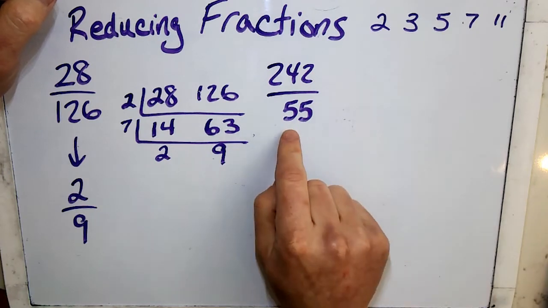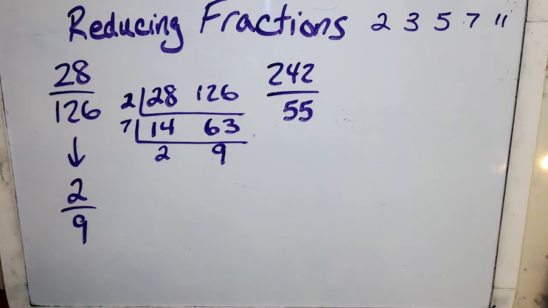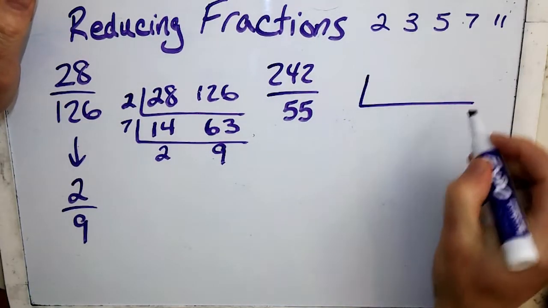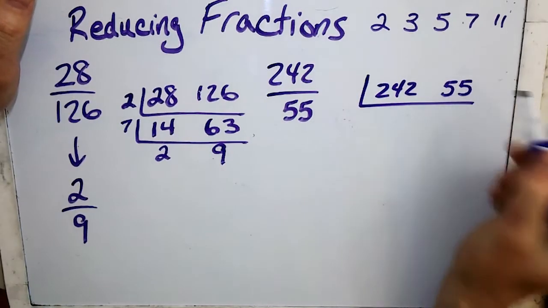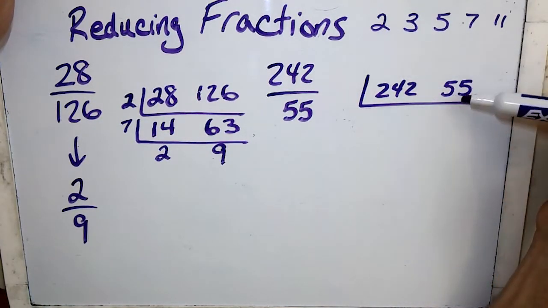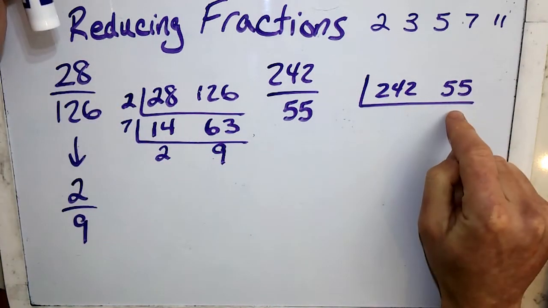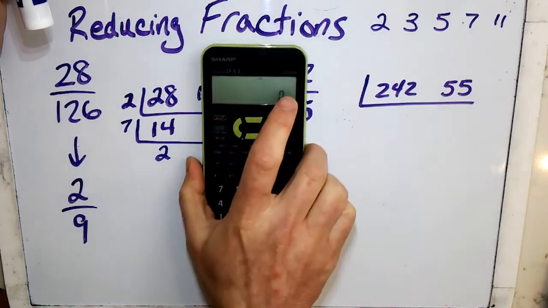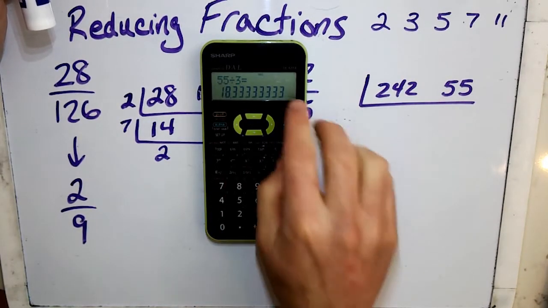So now let's try this one here, 242 over 55. Now it's bigger numbers, so you probably won't be able to do this in your head. So right away I go up my list of primes. 2 does not go into 55. 3 does not go into 55. If you're not sure about this, use your calculator. If you get a decimal, go on to the next one.